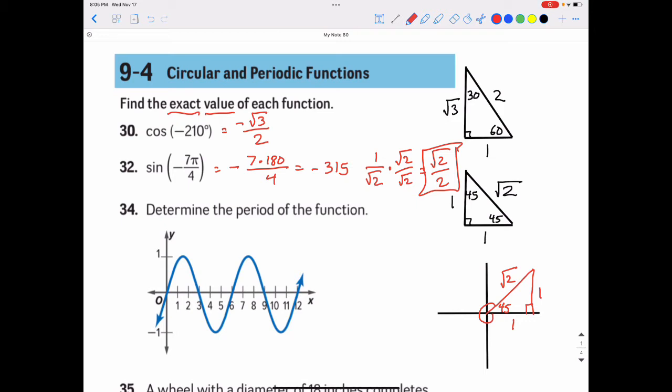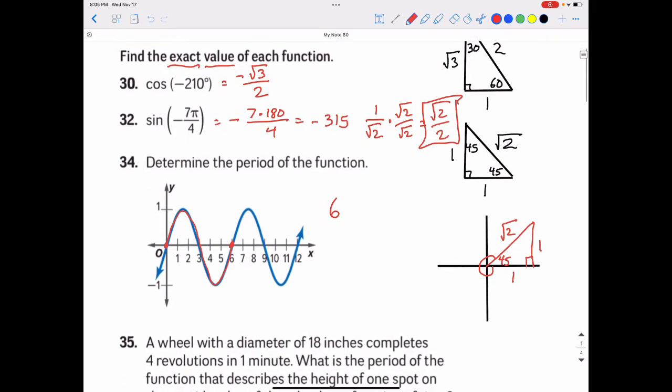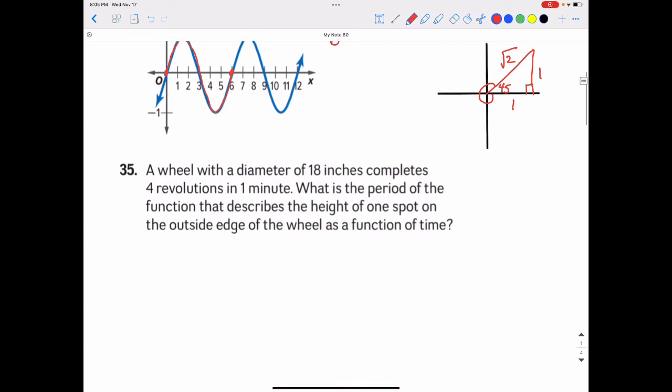34 is determine the period of the function. So notice this function starts at the origin and then goes upward and then downward. That is not a full period. It's still got to complete its negative journey before it gets back up to its starting point. So from start to end, this has a period of 6. Not in your typical degrees, but it is still a full period equal to 6.